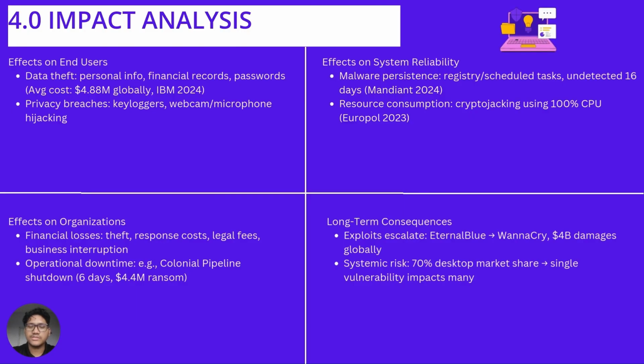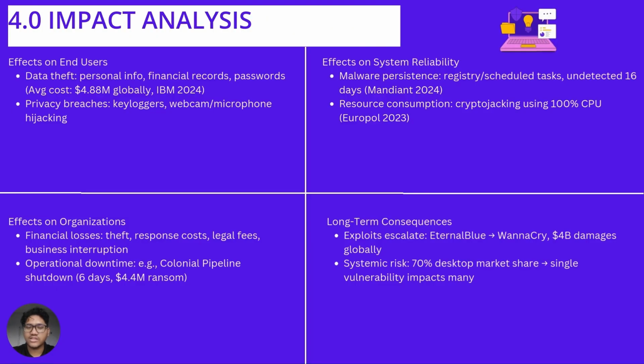Next, there are privacy breaches. Malware like keyloggers can record everything a user types, and in some cases, attackers can even access the webcam and microphone, leading to a serious privacy violation. Next will be effect on organization. Firstly, organizations suffer financial loss. These include direct theft, incident response costs, legal fees, and loss caused by business interruption.